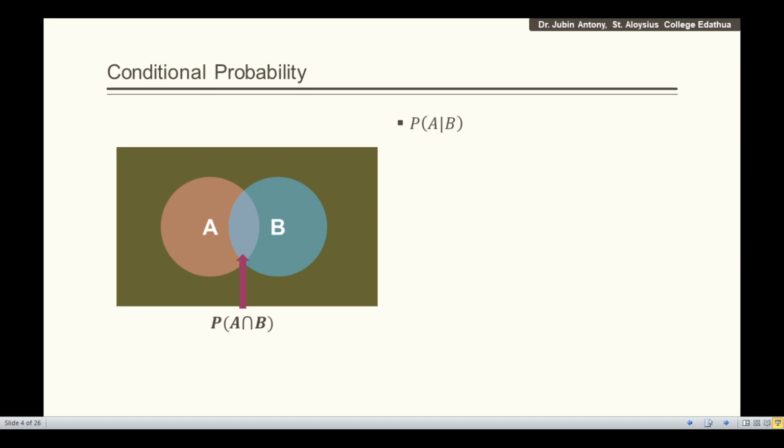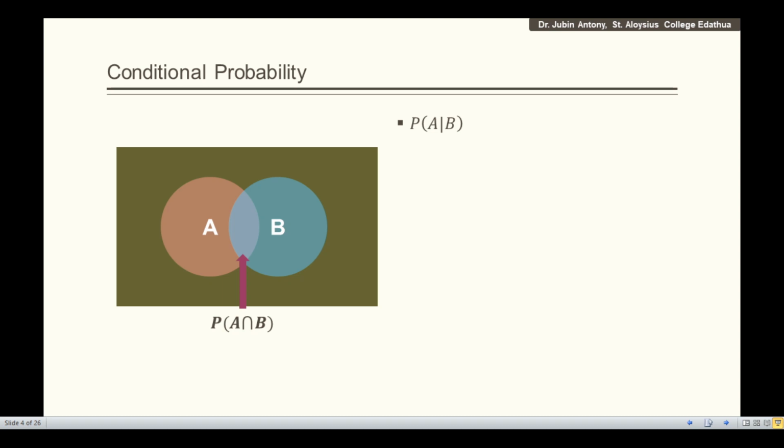First, we are going to define the conditional probability. Here, the rectangle represents the sample space. Just to recap, the sample space is the collection of all outcomes of a random experiment. Consider two events A and B. The two events are partially overlapping events. That is, they are not disjoint. We define two events as disjoint or mutually exclusive when the occurrence of one event prevents the occurrence of the other event.